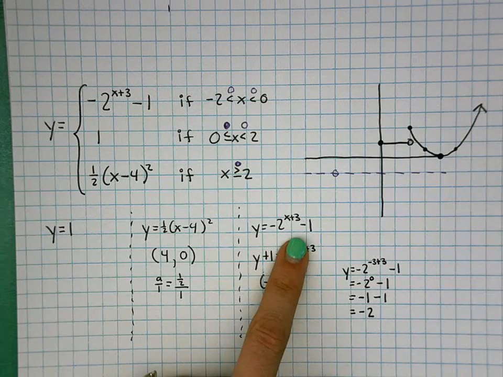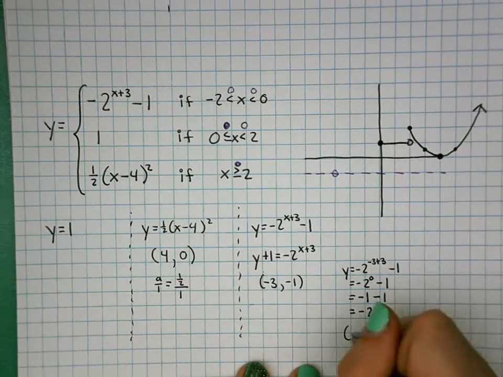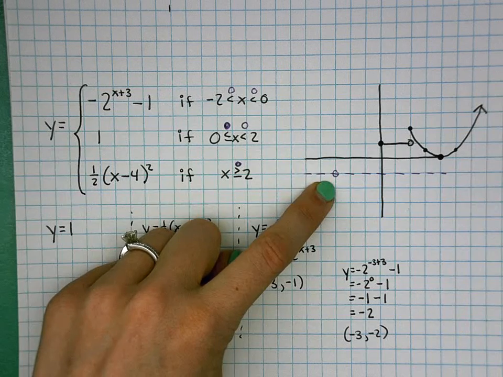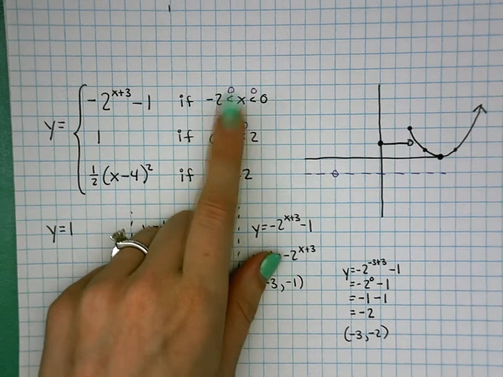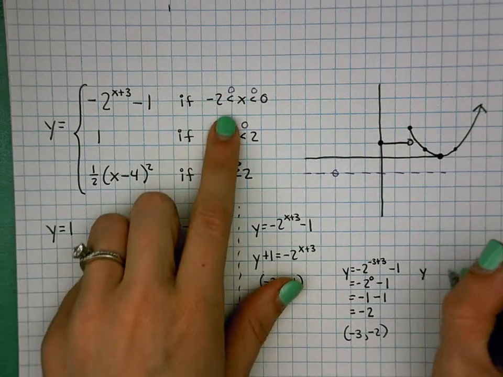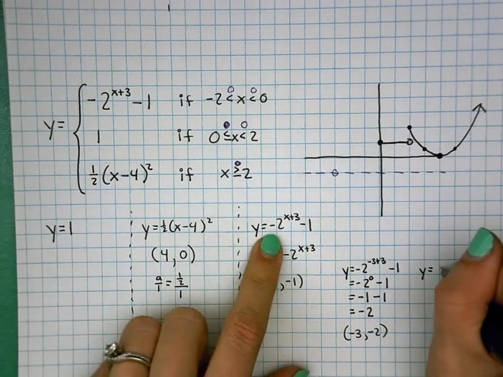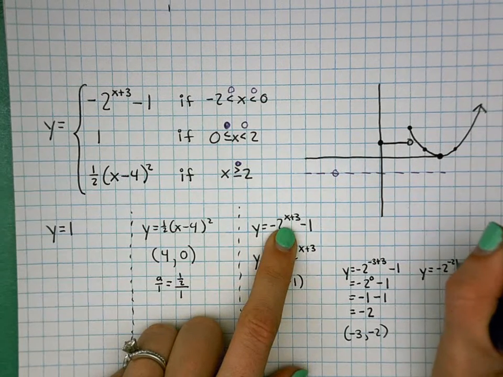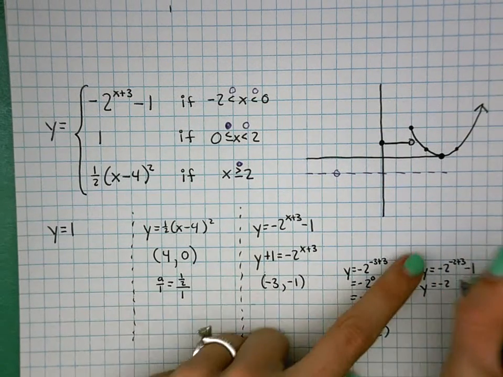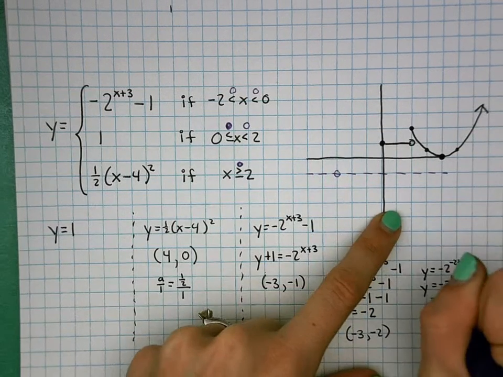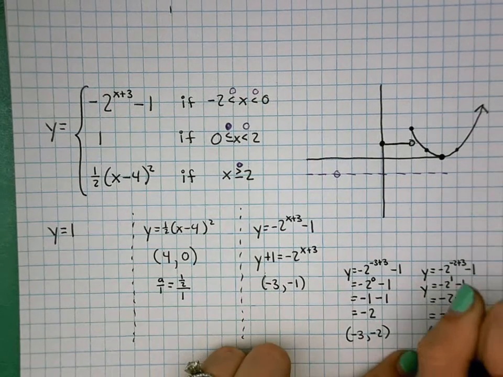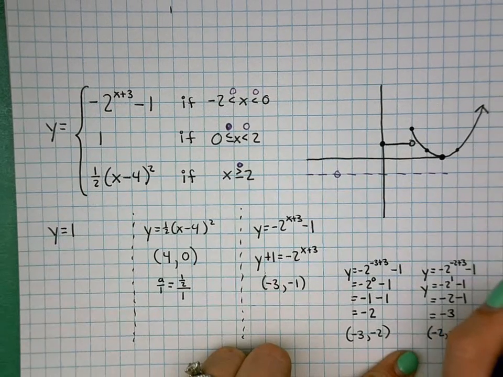Again, if you're going to plot the point x equals negative 3, y equals negative 2, which would be right here, you would need to do that really lightly, and you need to make sure you erased it at the end, because the only part that it can actually show is between negative 2 and 0. Okay, if we plugged in negative 2, we have negative 2 to the negative 2 plus 3, minus 1. Which is negative 2 plus 3 is 1, minus 1, which is negative 2 minus 1, or negative 3. So when x equals negative 2, y equals negative 3, and that's going to be a hole.